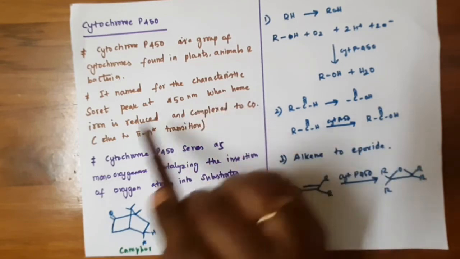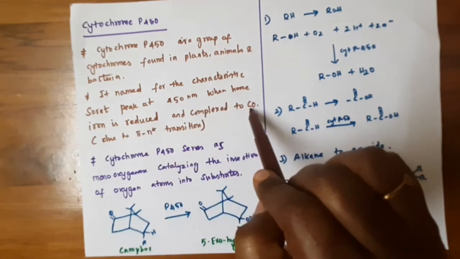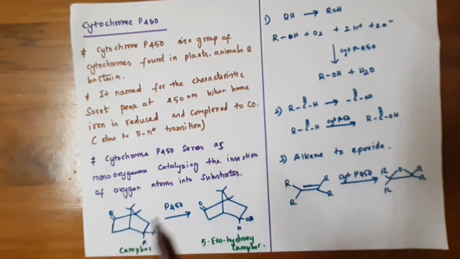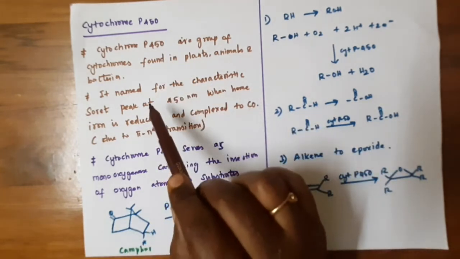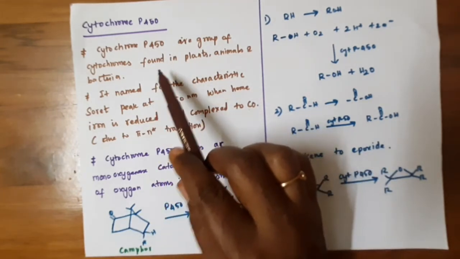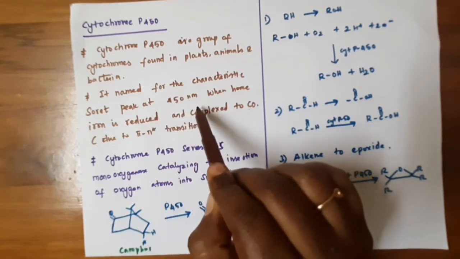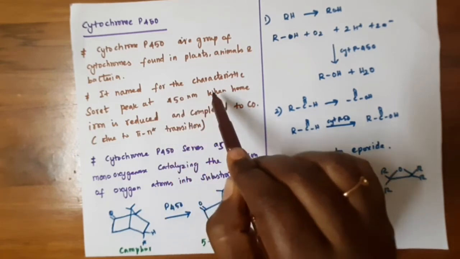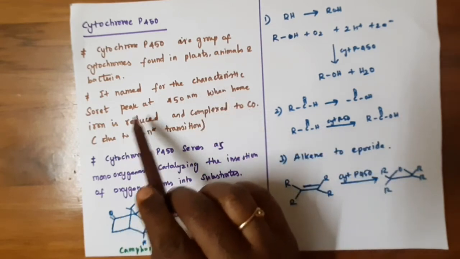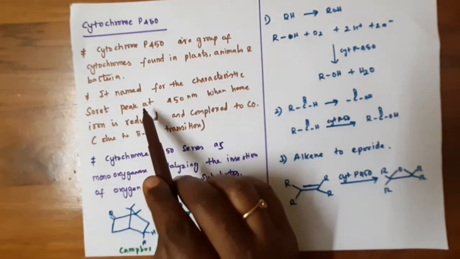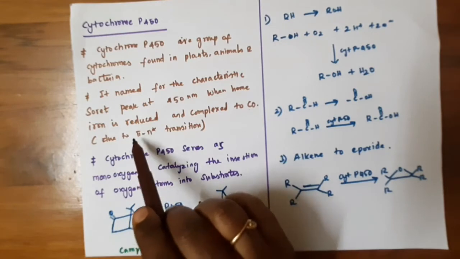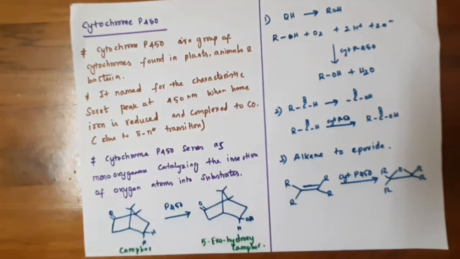This is observed when heme iron is reduced and complexed to carbon monoxide. So the name arises due to cytochrome P450 having a wavelength of 450 nanometer in the IR region. This band is called the Soret band, and it is mainly due to the transition from pi to pi star level.